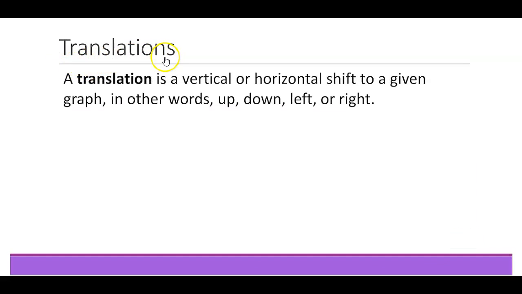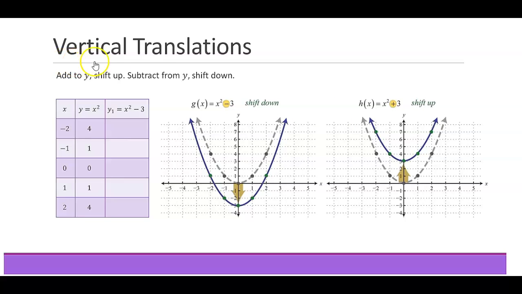We'll start with translations. A translation is a vertical or horizontal shift to a given graph. In other words, up, down, left, or right. Let's start with vertical translations. Vertical meaning up and down. So here, how do we know we have a vertical translation? Well, if we add to y, that means we're going to shift everything up. If we subtract from y, that means we're going to shift everything down.